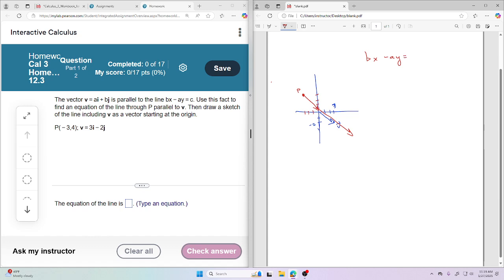Minus AY is equal to C. I don't know if I trust it personally, but it's fine, I guess. If I have to do it their way, I don't want to do it their way. Do you mind if I do it my own way for a second?